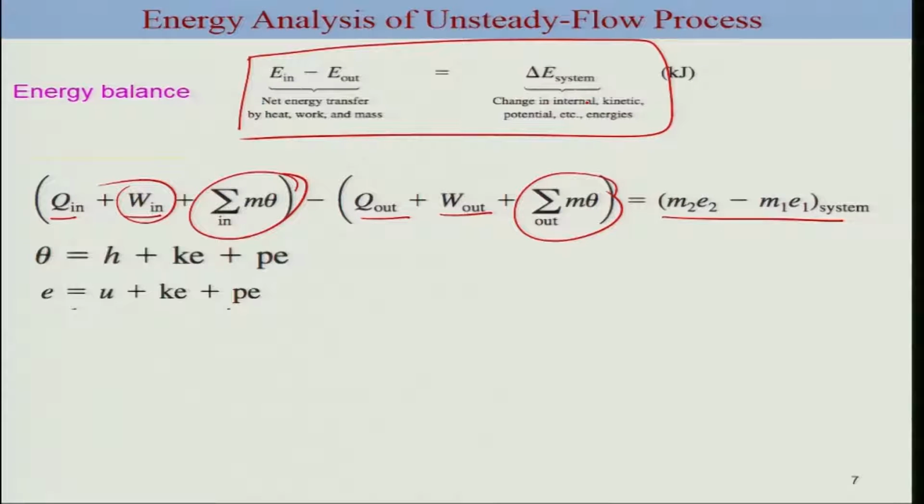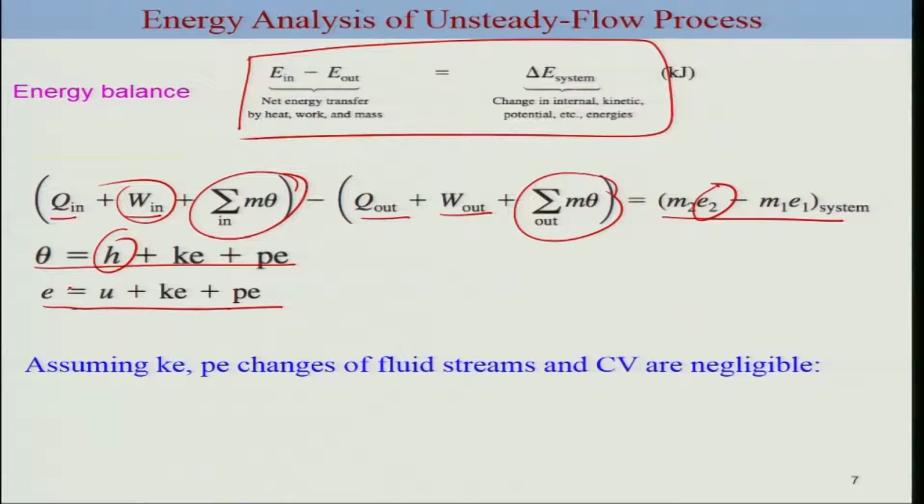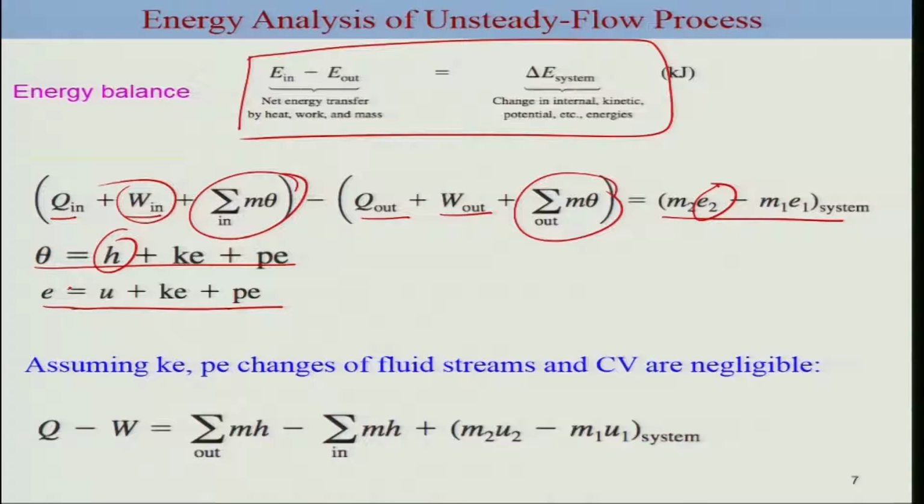We can go back to the earlier definition of theta. Theta was the energy of the flowing fluid per unit mass, which is given here as enthalpy plus KE plus PE, and e was the energy of the non-flowing fluid per unit mass, which is defined here. Now assuming kinetic and potential energy to be negligible, not only for the fluid but also for the control volume, we can write this as the net heat supplied to the system minus the net work done by the system equal to the change in the energy of the system.